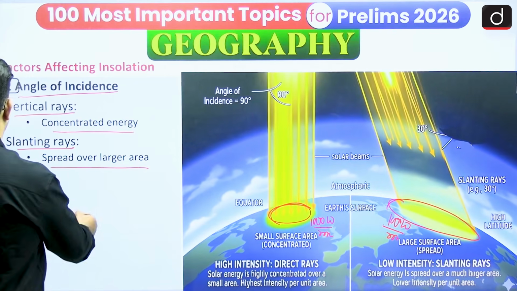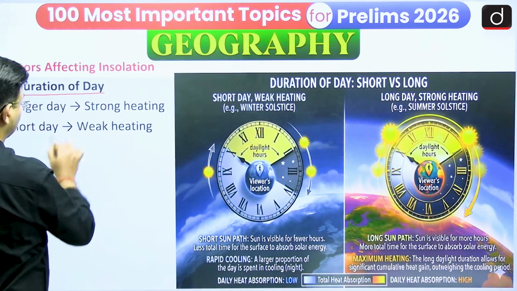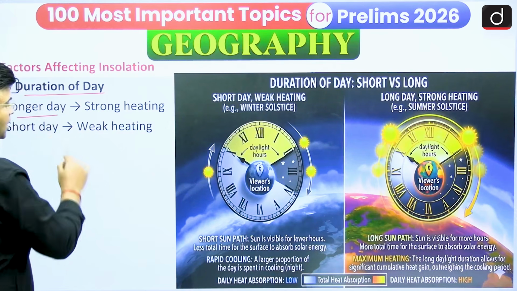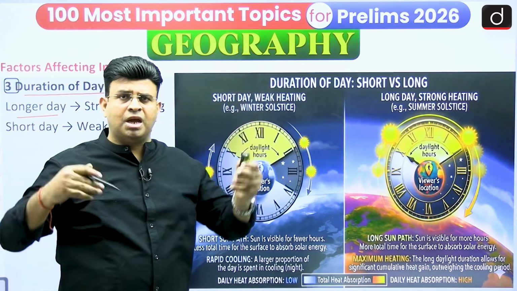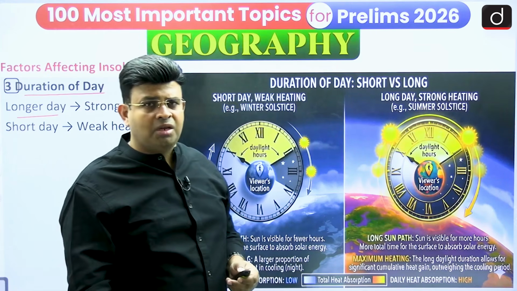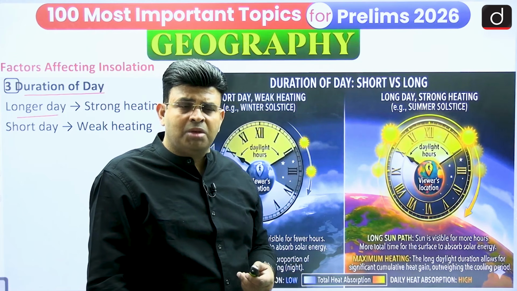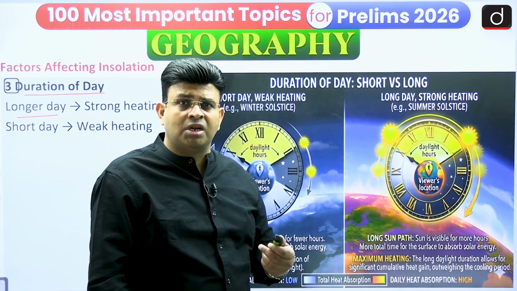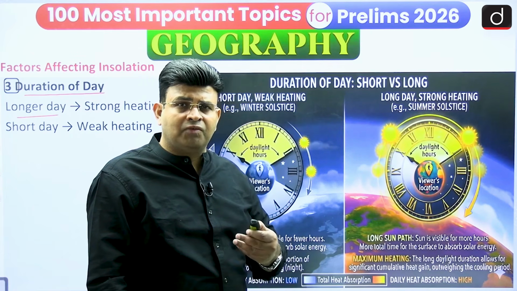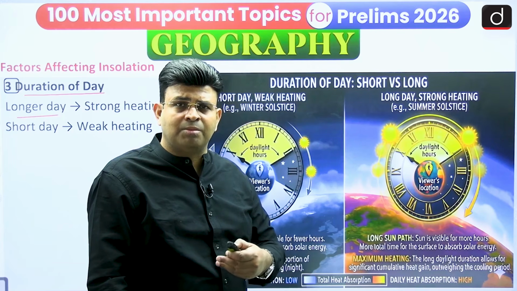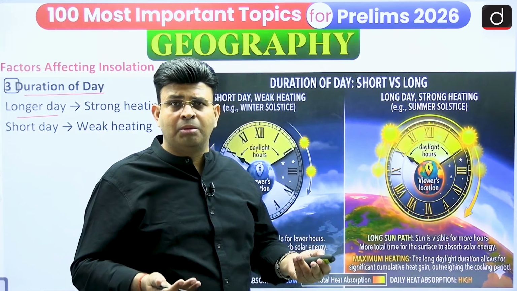After that, the duration of the day. Next we have to talk about the duration of the day. If the daytime is very long, as you have seen in the months of March, April, May, there is around a 13 to 14 hour day. Morning is around 5 o'clock, and evening is taking place after a 14 hour day. So sun rays are coming for a longer time, so there will be more heating.